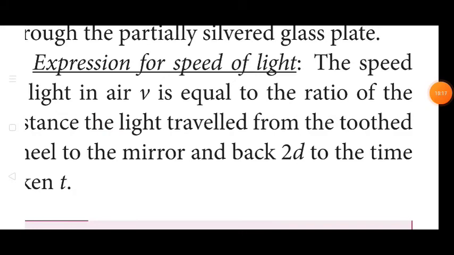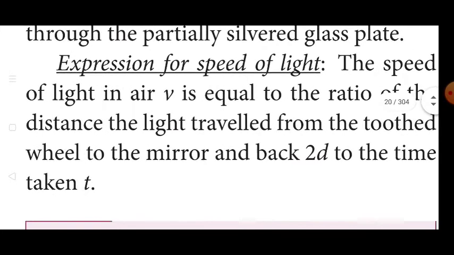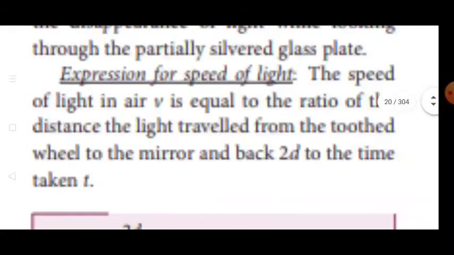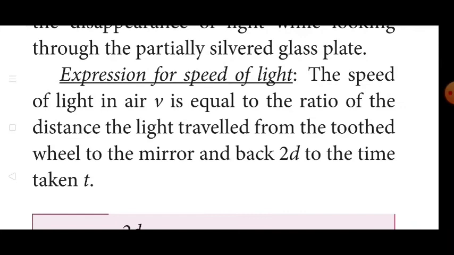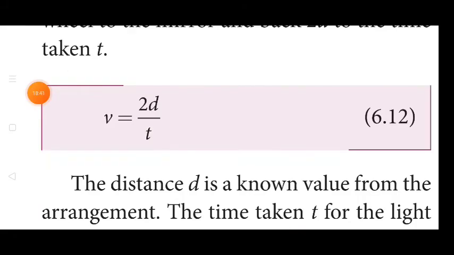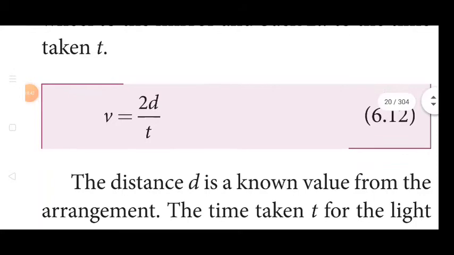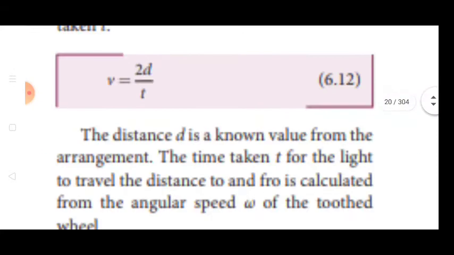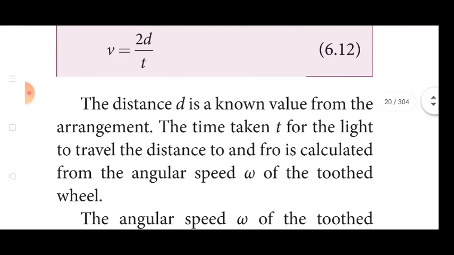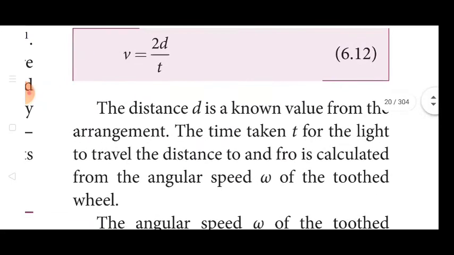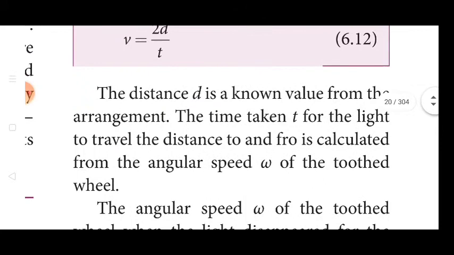Expression for speed of light. The speed of light in air v is equal to the ratio of the distance the light travelled from the toothed wheel to the mirror and back, 2d, to the time taken t. So, the velocity v is equal to 2d by t. The distance d is a known value from the arrangement. The time taken t for the light travel is to be found from the angular speed omega of the toothed wheel.